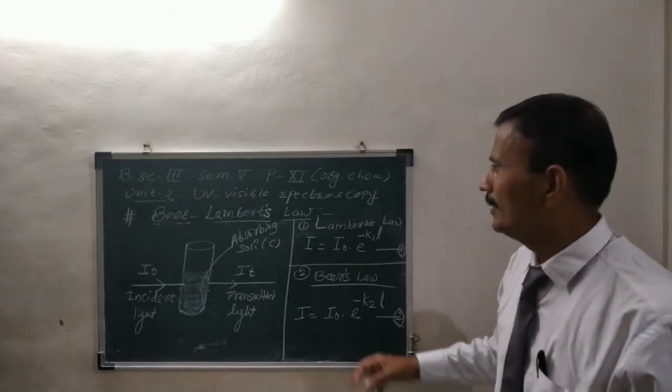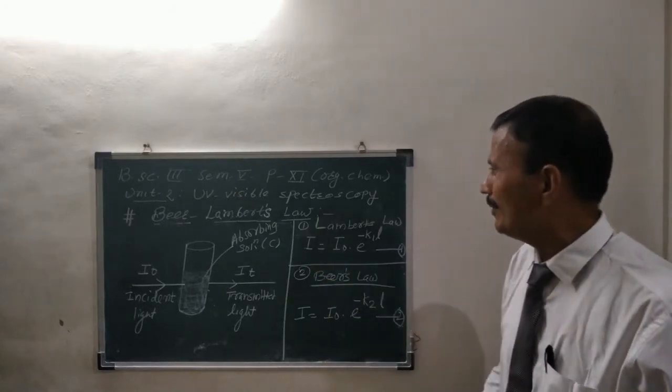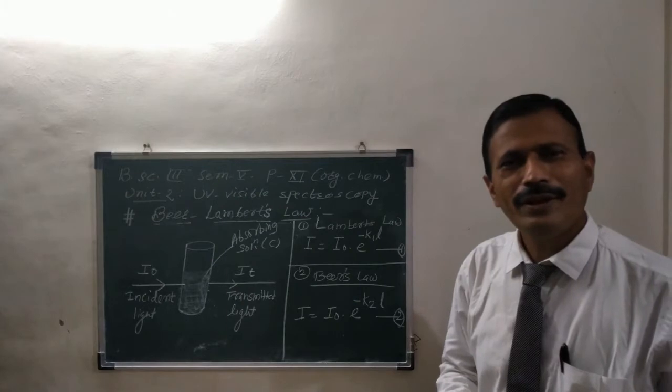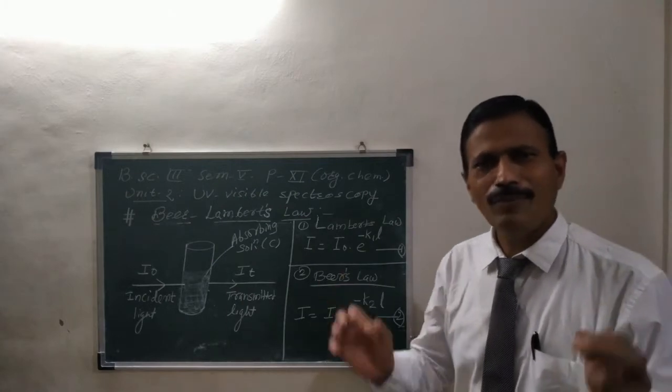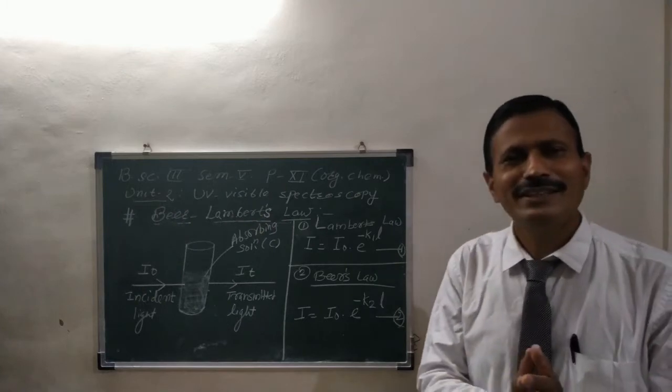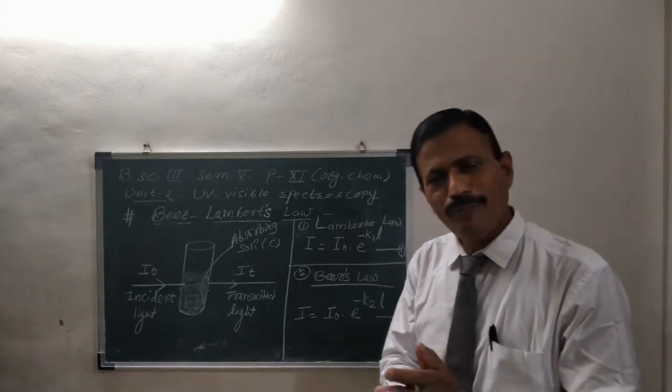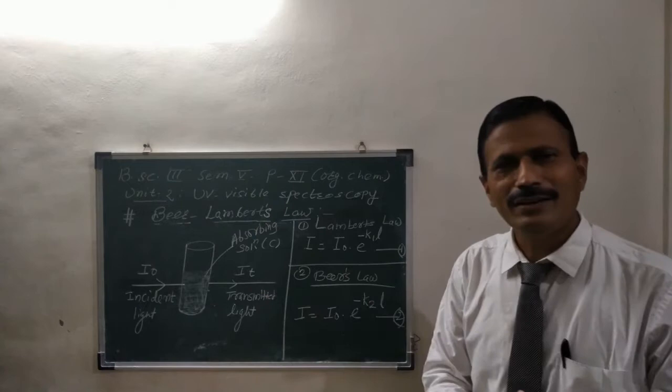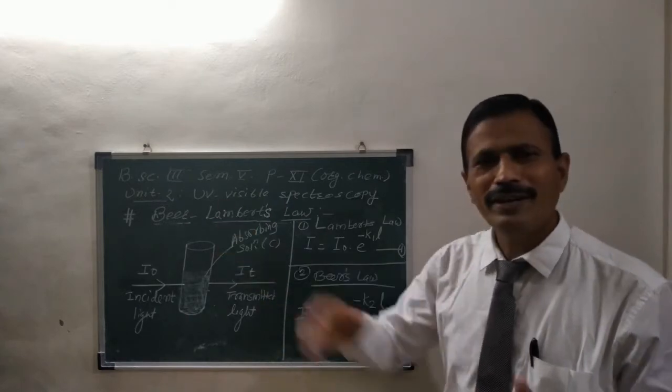Hello students, today we will discuss UV-visible spectroscopy. Beer-Lambert's law is a very important law, and it tells us about the quantitative relationship between light absorbed and light transmitted by the absorbing medium.